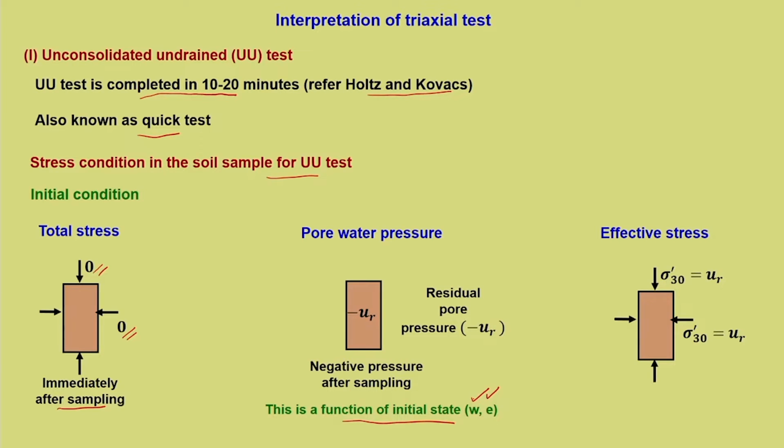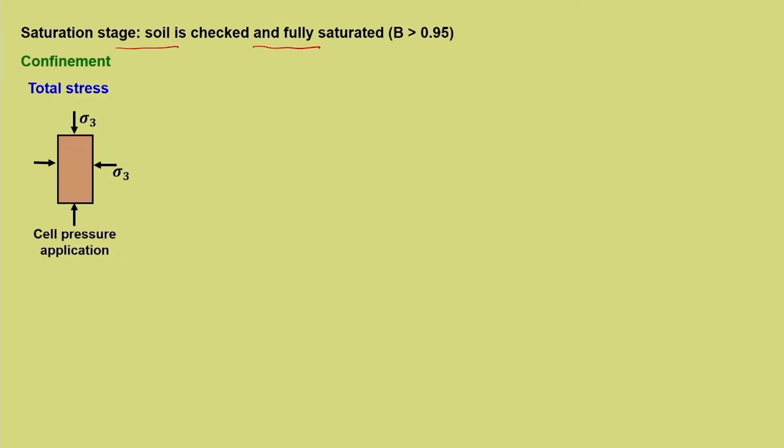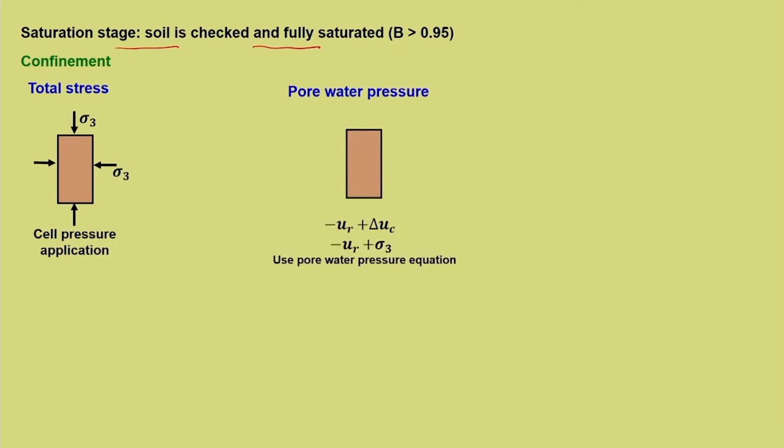Now, this sample needs to be saturated first. So, the very first stage in triaxial testing is saturation, and we use the B parameter. We have seen all these things. Let us say that the sample is fully saturated now. So, the next stage is confinement. So, what will be the stress changes that happen to the sample? To the sample we apply the cell pressure sigma 3. Now, because of this, what happens? The pore water pressure would change because in UU test it is under undrained condition.